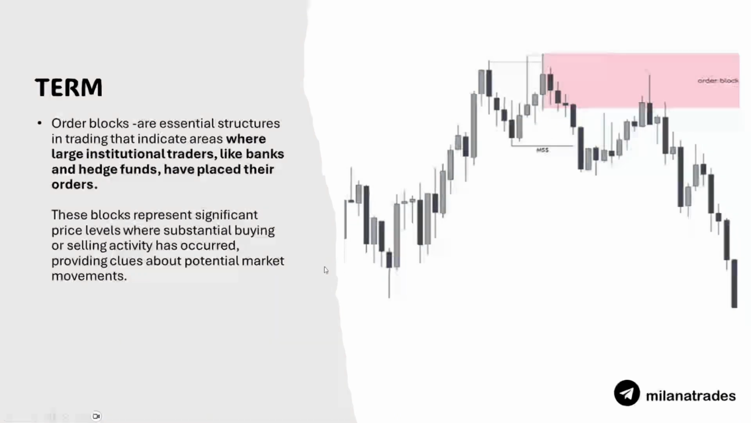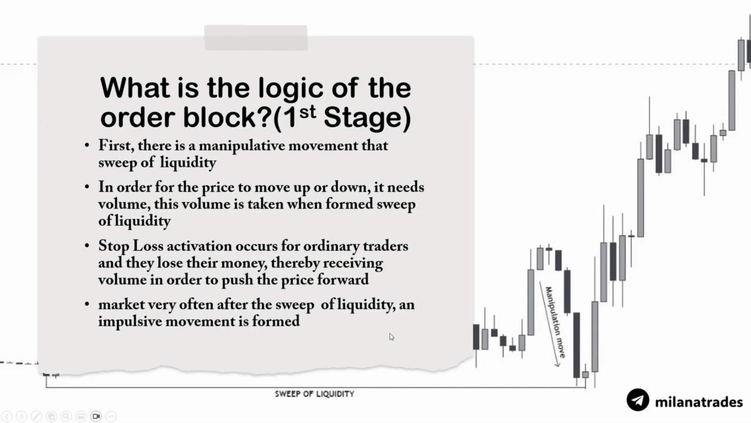And now let's talk about order blocks. What is an order block? Order blocks are key zones where large institutional players such as banks and hedge funds have placed their orders. These blocks indicate important price levels where major buying or selling activity has occurred. Why is this important? If you understand where smart money accumulates positions, you can use these zones to find high probability trade entries. And how is an order block formed?